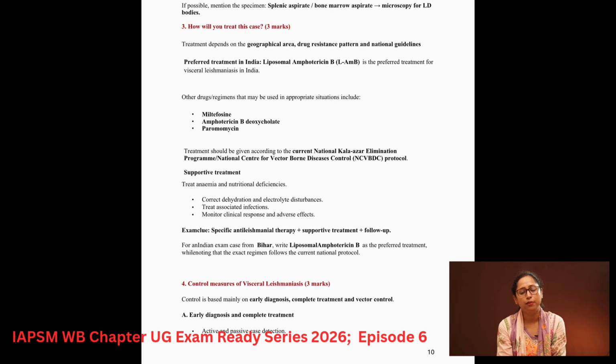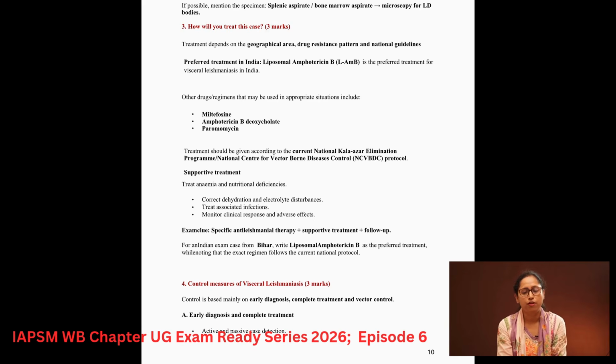Now, what would be the supportive treatment for this case? We have to treat anemia and nutritional deficiencies. We need to correct the dehydration and electrolyte disturbances. We have to treat the associated infections if any, and we need to monitor clinical response and also if any adverse effects are happening. Okay. So, specifically anti-leishmanial therapy, supportive treatment and follow up. These are the three headings you should be writing your answers in.